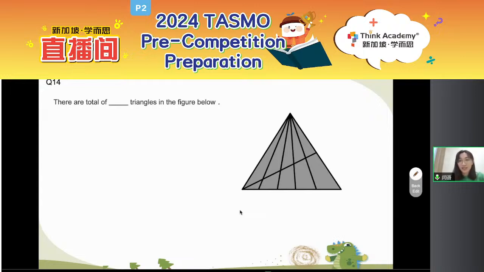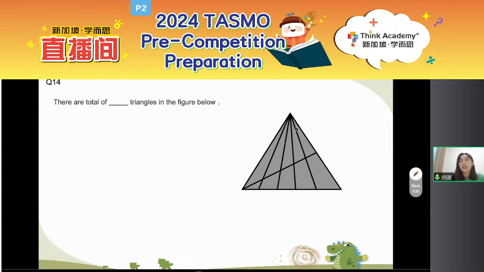This is about the counting question. To be honest, for counting questions, most students feel it's quite easy, but in a real competition, for this type of question, it is really easy to make mistakes as well. So for the first part, let's have a look. In this question, we need to figure out how many triangles there are in total.